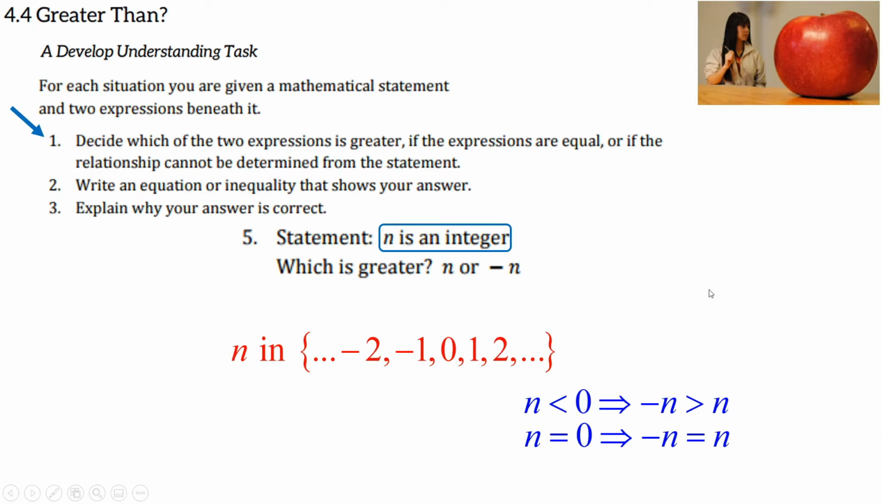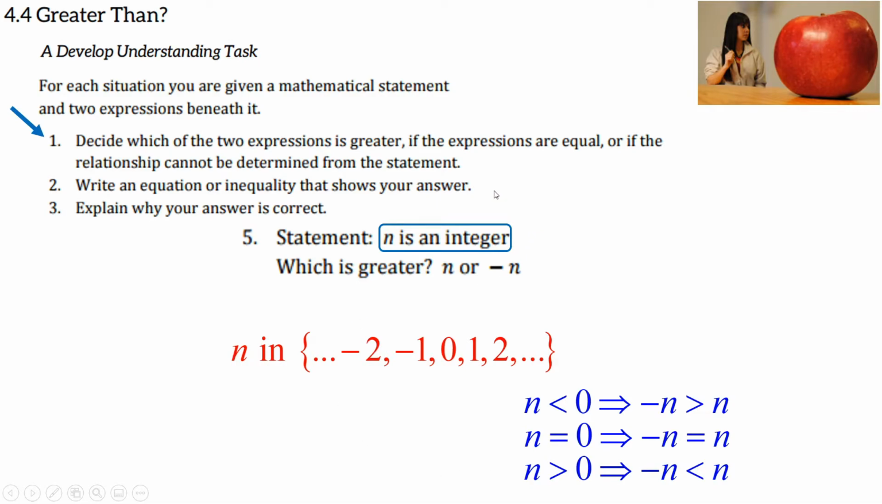And then let's go n being greater than 0. How about we just use this 1 right here? Okay, so how does the opposite of 1 compare to 1? Isn't the opposite of 1, or -1, less than 1? So it depends on which n we're using right here in the set of integers. It could be greater than, it could be equal, or it could be less than.